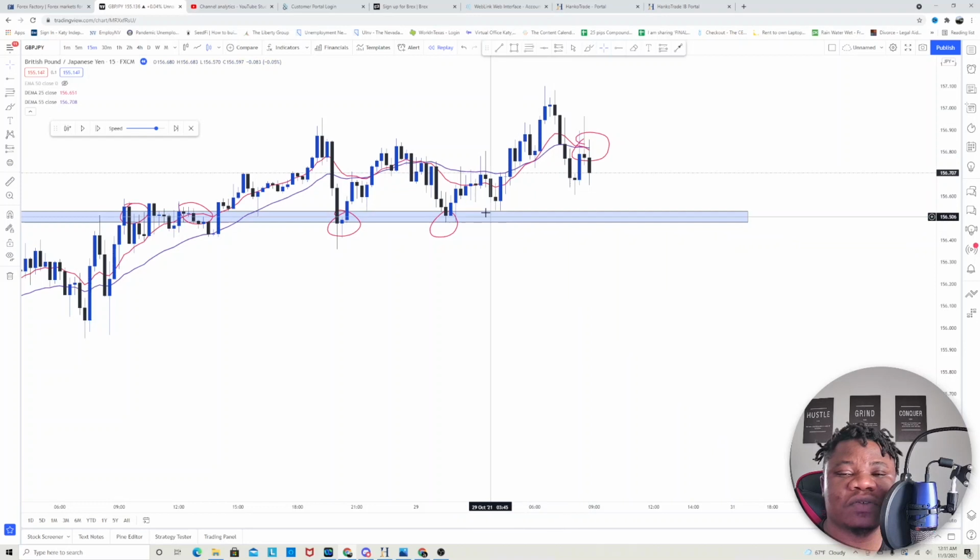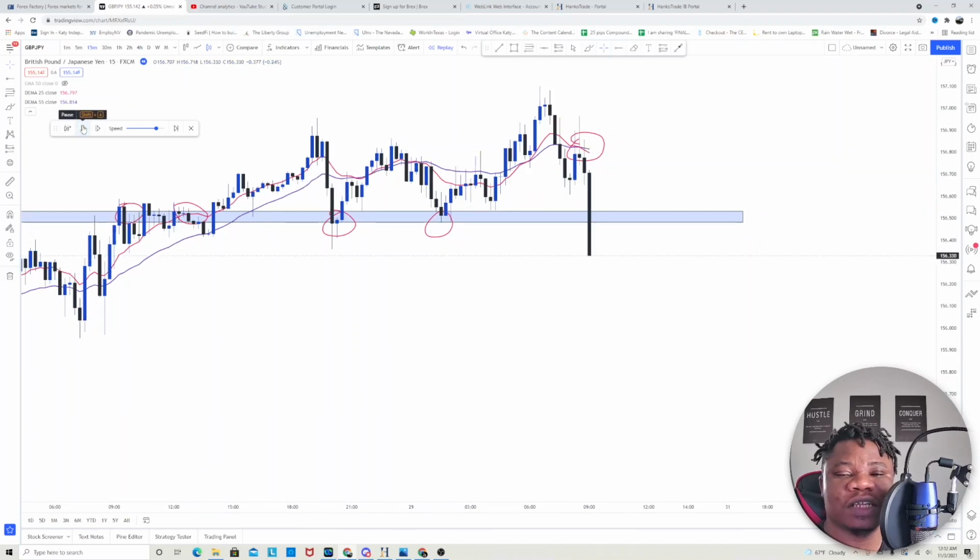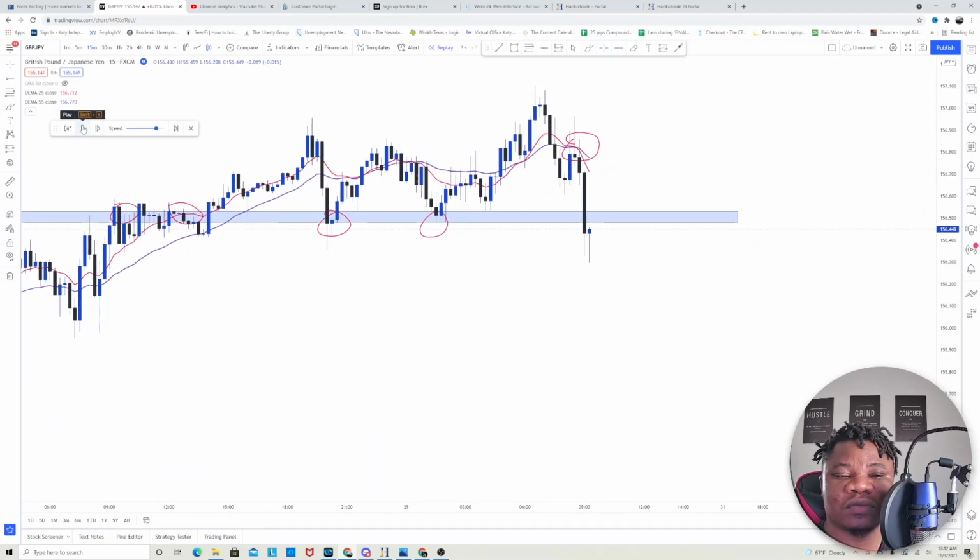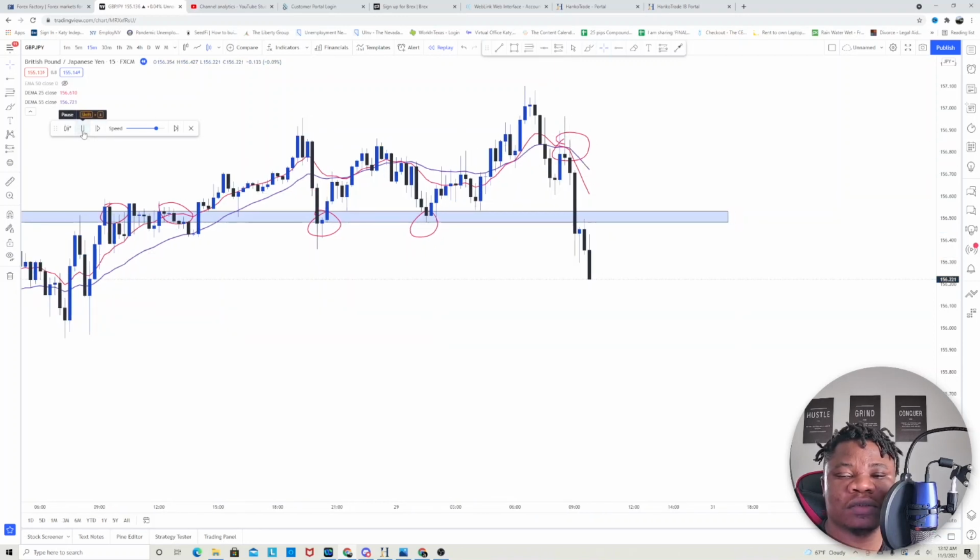Now we're trying to see if price is actually going to reject this zone here just like it did previously. So all we have to do now is wait and see if we're going to have a break below our resistance zone, now turned support zone, before we get in our position. So let's keep looking. Now we have this candle closed below our support zone. Now we're just waiting to get in our position.